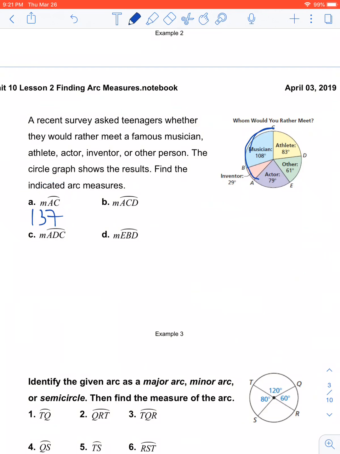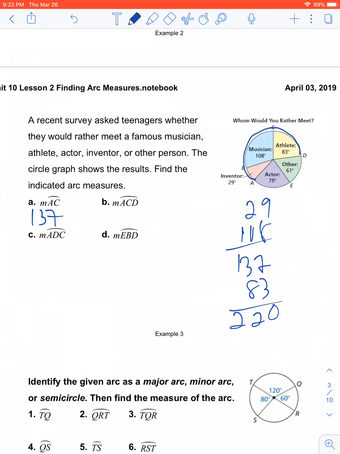Next, when I want to look at the measure of arc ACD, that is going to imply that it is going to be a major arc. So when I look at A to C to D, I'm going to have to add up 29 and 108, which we know is already 137, and I'm going to add another 83. So I am getting 220 degrees for arc ACD.